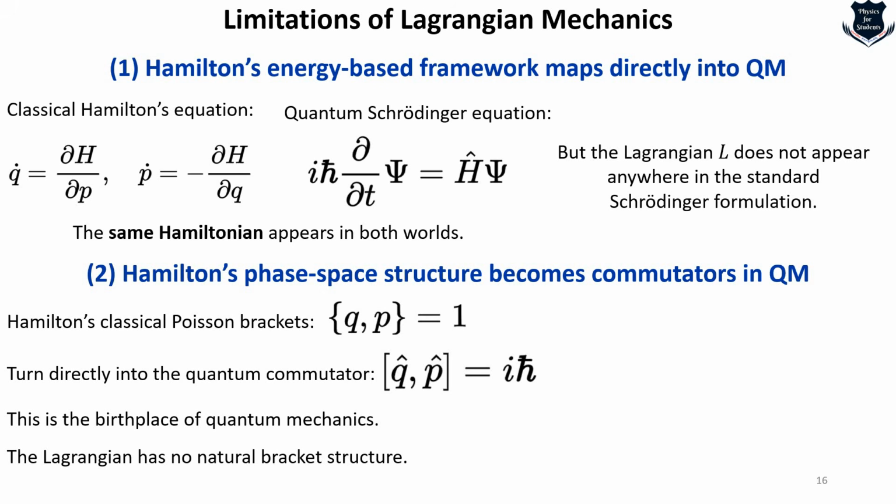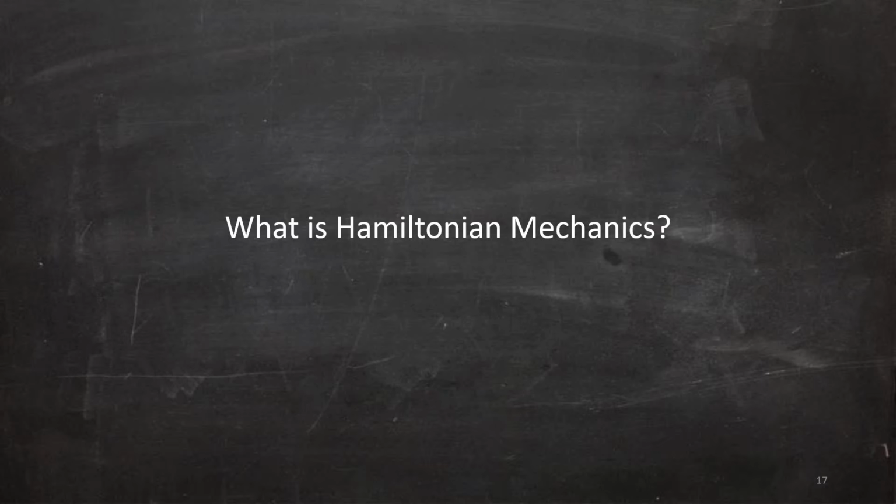However, we can understand that Hamilton's energy-based framework maps directly and smoothly into quantum mechanics, and the phase space brackets become commutators in quantum mechanics using the Poisson bracket, while the Lagrangian deals with nothing, and we have nothing which can actually compute L equals T minus V. So from here we understood that Hamilton's energy fits in. We come to the next part of our video, which is: what is Hamiltonian mechanics.